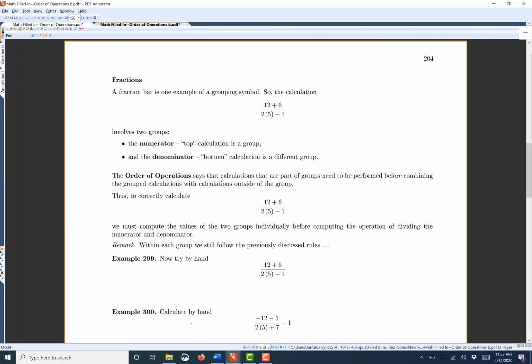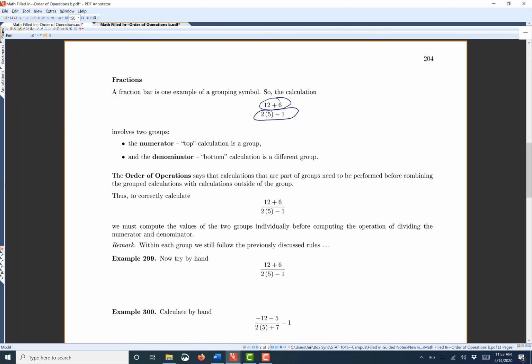So this problem had a fraction bar. Now a fraction bar is just another example of a grouping symbol. So we have parentheses, now we have fraction bars. They group things. So this calculation involves two groups. The numerator is what we often call the top. So everything on the top is one calculation. And the denominator, everything on the bottom, is another calculation.